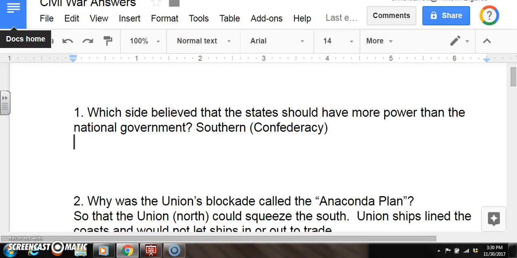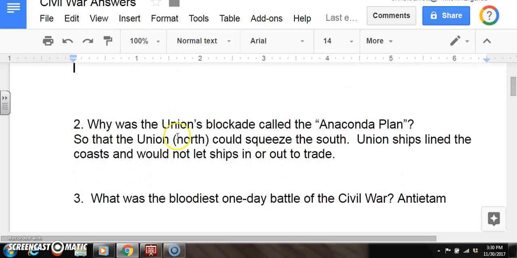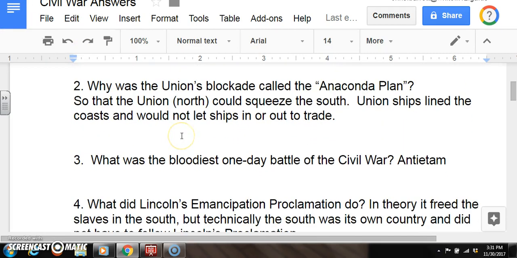Alright, so your Civil War questions, your study guide for this part. 1. Which side believed that the states should have more power than the national government? That again, of course, was the Confederacy. They believed in states' rights. 2. Why was the Union's blockade called the Anaconda Plan? So that the Union could squeeze the South. Union ships lined the coast and would not let ships in or out to trade.